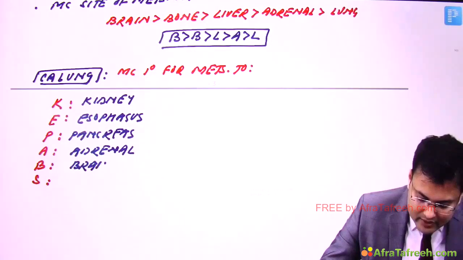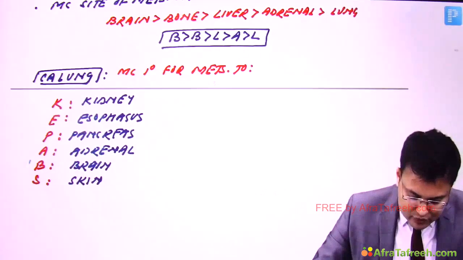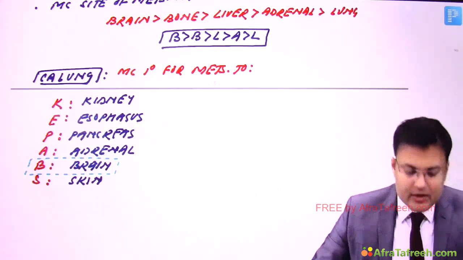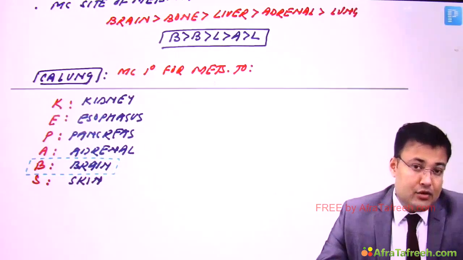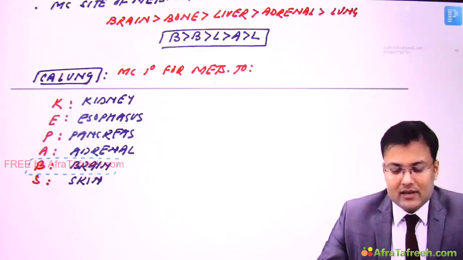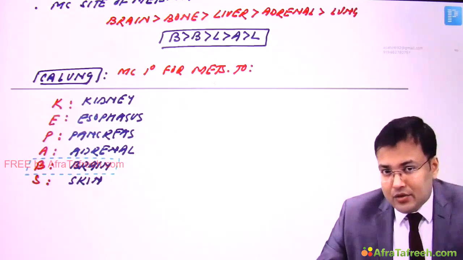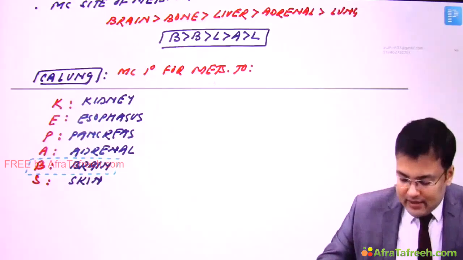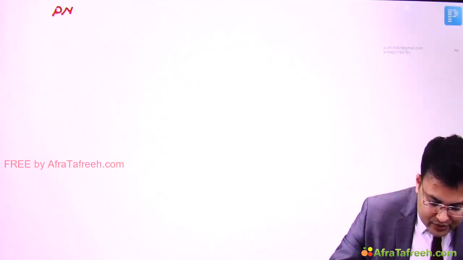Okay. So question, out of these, what is the most common site of metastasis? So we discussed the most common site of metastasis is what? It's the brain. After that, what are the paraneoplastic syndromes associated with carcinoma lung? And this is also frequently asked in exam. Paraneoplastic syndromes associated with carcinoma lung. So see the list.